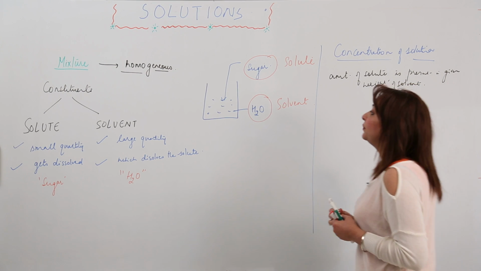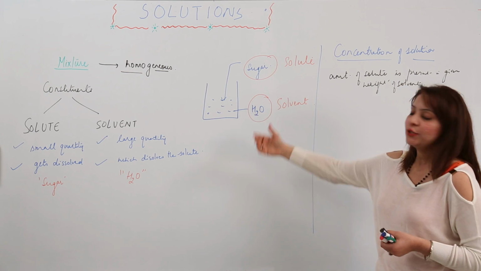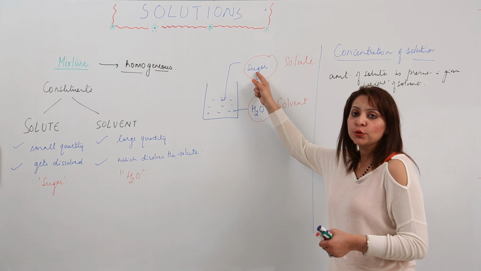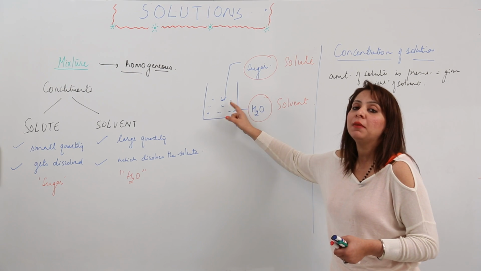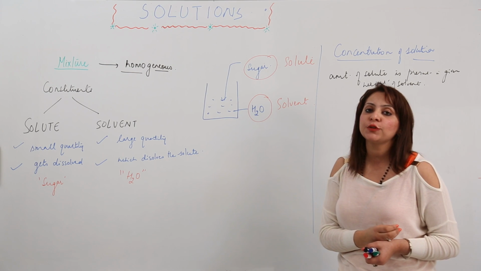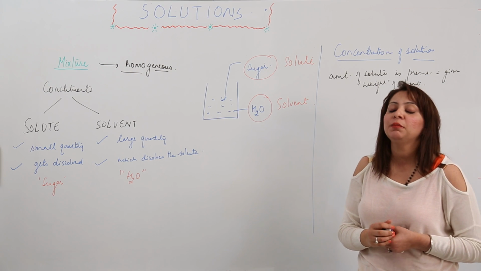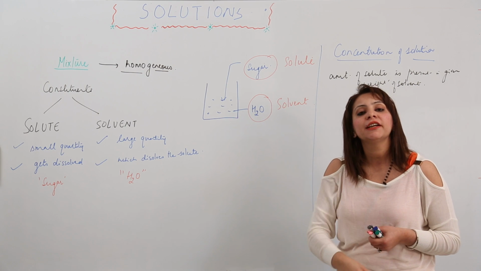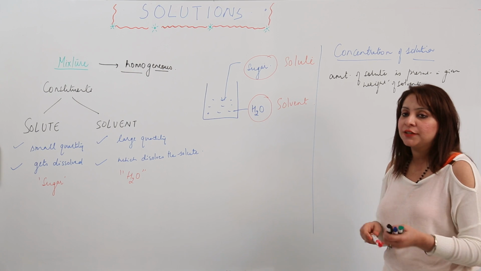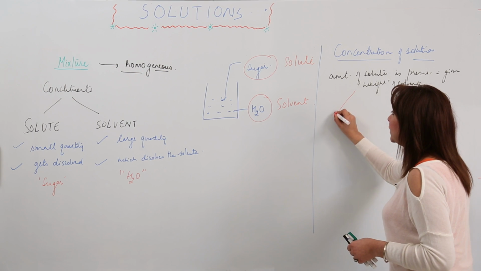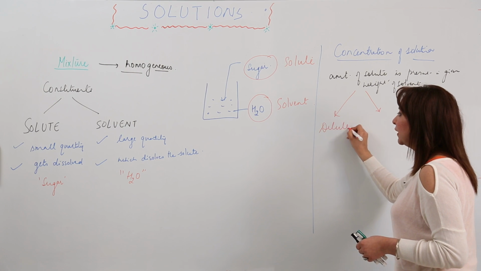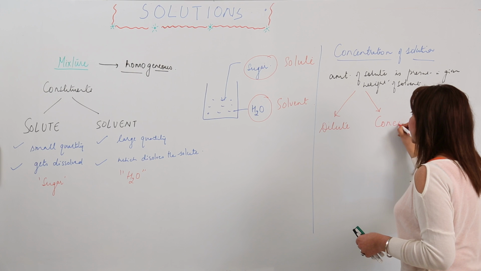So if I ask you what is the concentration of this solution, I mean how much sugar is present in a given weight of water. If somebody asks you the concentration of any solution which is provided, it means how much solute you have dissolved in the given weight of the solvent. On the basis of concentration, the solution comes out to be of two types: one is dilute solution and the other is concentrated solution.